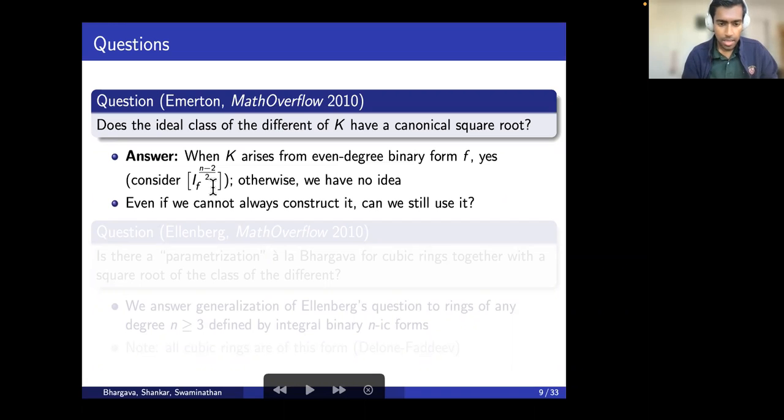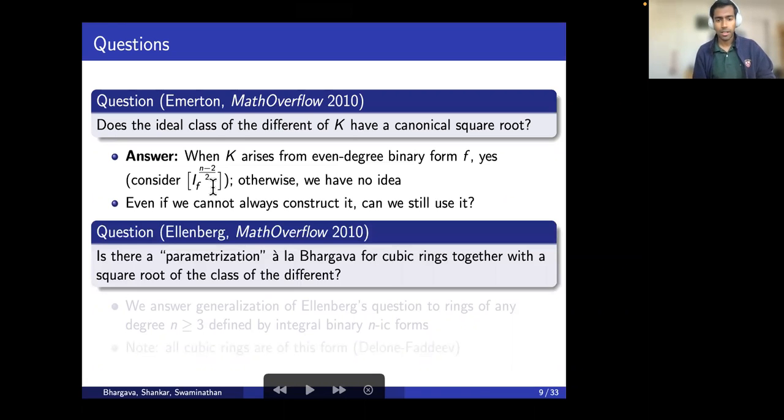And so in that light, Ellenberg asked the following question as part of the same Math Overflow thread. He asked, is there a parametrization in the sense of Bhargava for cubic rings together with a square root of the class of the different?